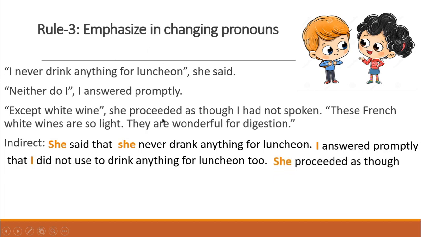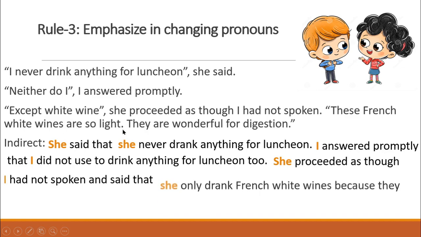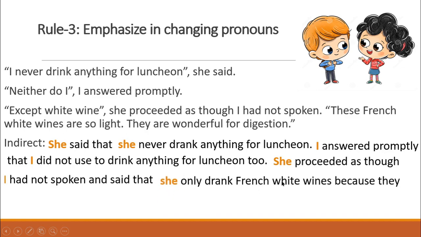And after that, you see here, she proceeded as though I had not spoken. So we will write down here, she proceeded as though I had not spoken and said that. What she said? "Except white wine. These French white wines are so light." Okay, let's write down. She only drank French white wines because they were very light and wonderful for digestion.